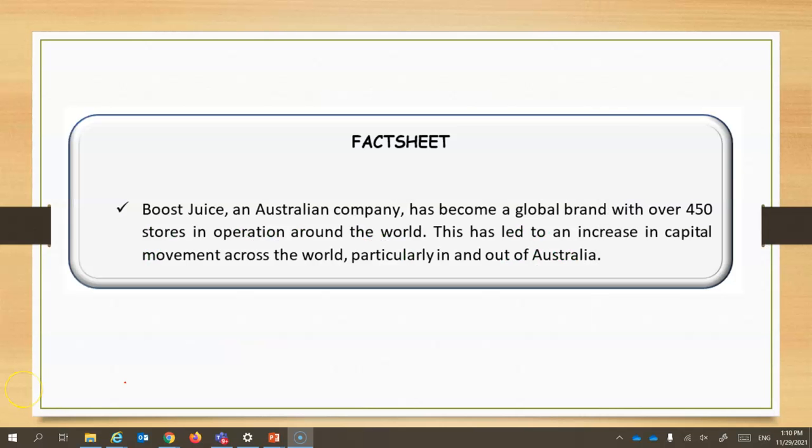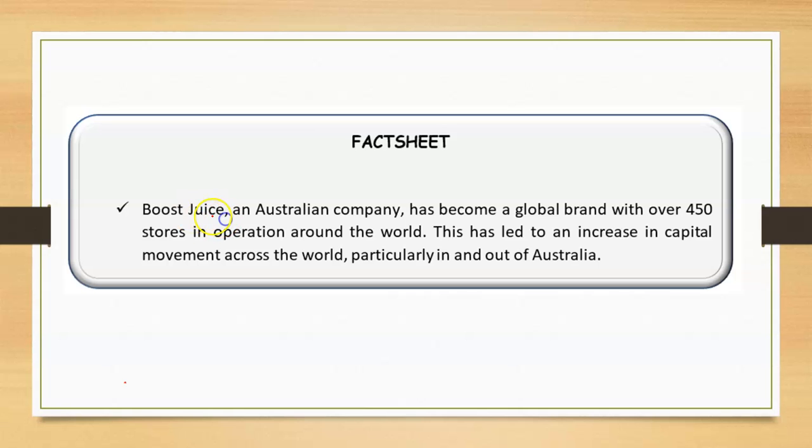An example that I can show you here is Boost Juice. This is an Australian company that has branches over 450 stores in the world. And this is at the point of this recording. When you view this video, it could be more than that already. And of course, with that, it will actually increase capital movement and also trade movement across the countries.